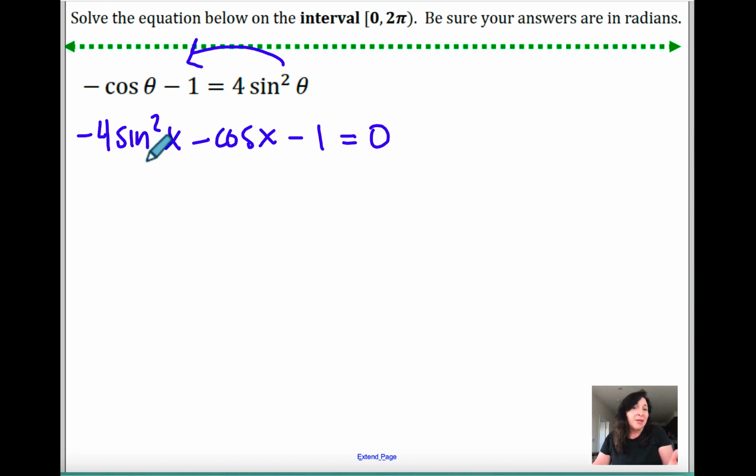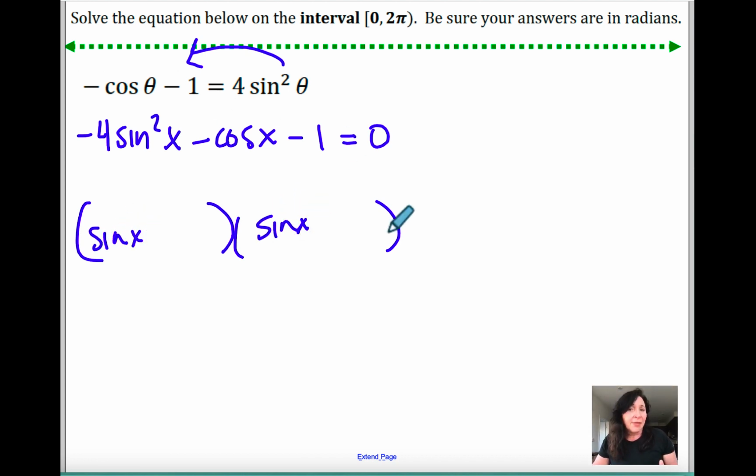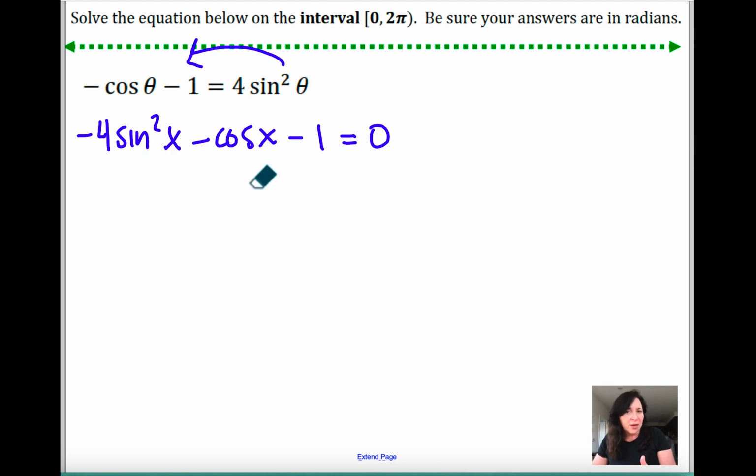And again, I want to factor, but I can't factor if my variables are different letters. And I don't just mean x, I mean sine is different than cosine, right? If you were trying to factor this, you would say 4 sine of x times sine of x, and then a value here and here, and I get sine and sine. How is that ever going to be cosine? It's not. And so you have to replace either the sine squared with a cosine or a cosine with sine.